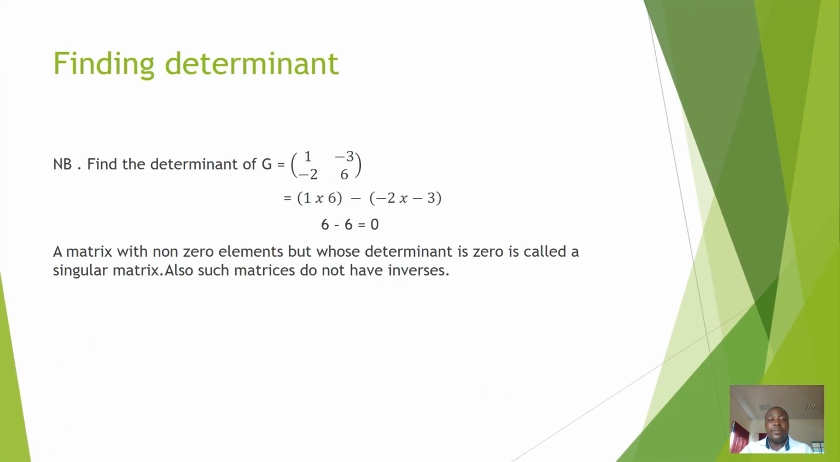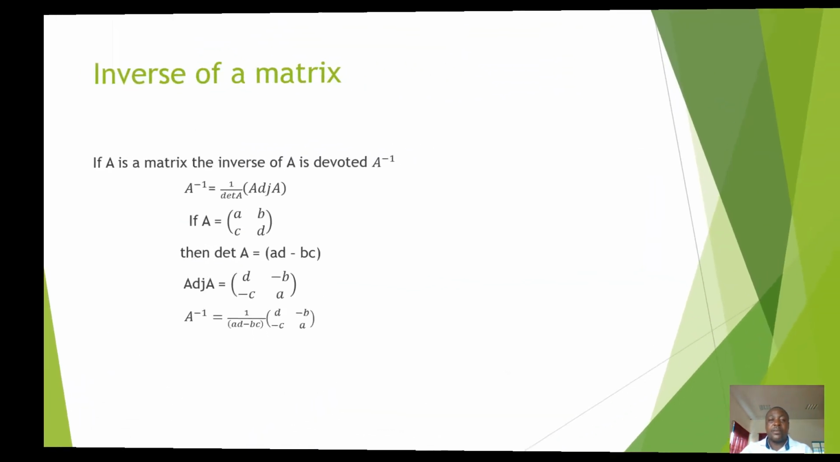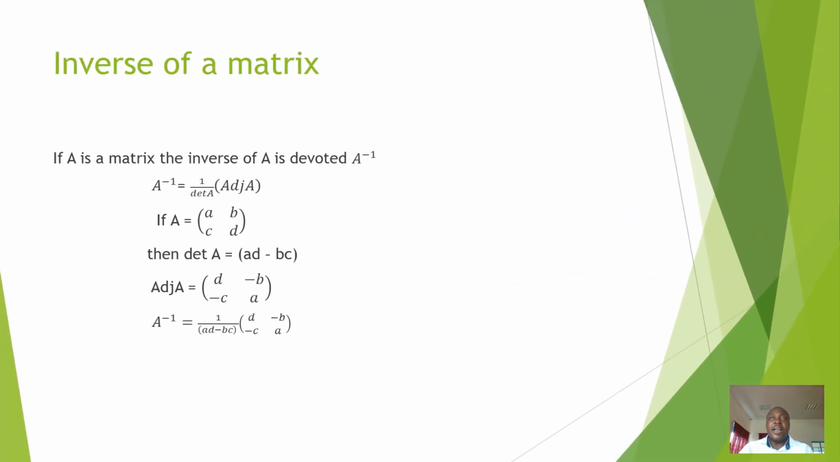An example: we have 1, -3, -2, 6. If we are to get the determinant of that matrix G, we have 1 times 6 minus -2 times -3. We end up having 6 minus 6, which gives us 0. So a matrix with non-zero elements, but whose determinant is 0, is said to be a singular matrix. And such matrices don't have an inverse. So we have said the matrices with 0 determinant don't have an inverse.